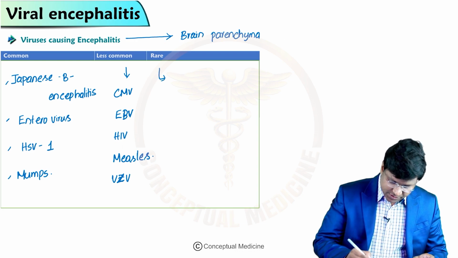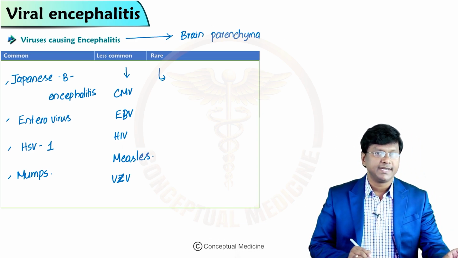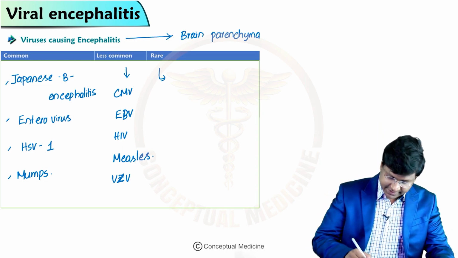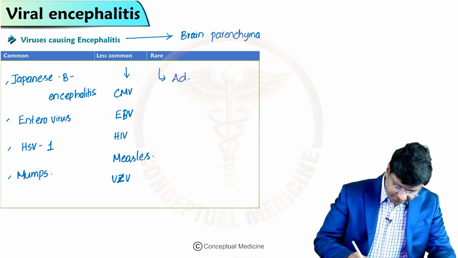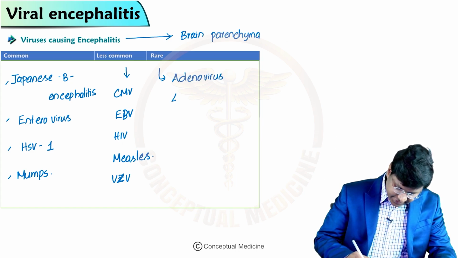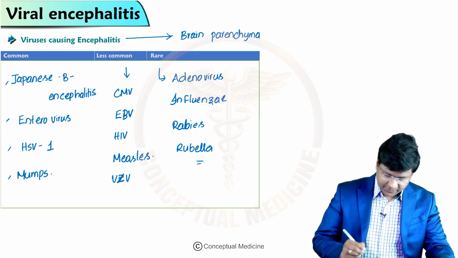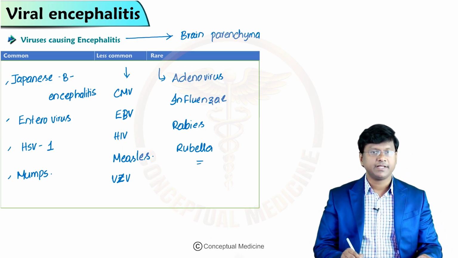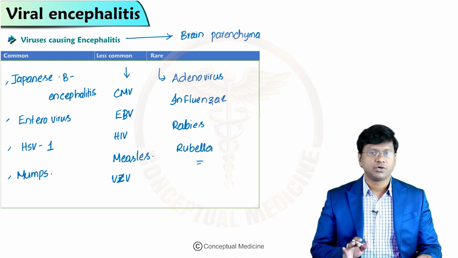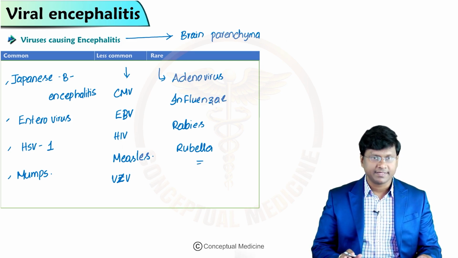And certain rare causes for viral encephalitis include adenovirus as well as influenza. Right, adenovirus and then influenza. And we also have rabies as well as rubella. So these are the rare causes for viral encephalitis. So overall these are the organisms which will cause viral encephalitis.